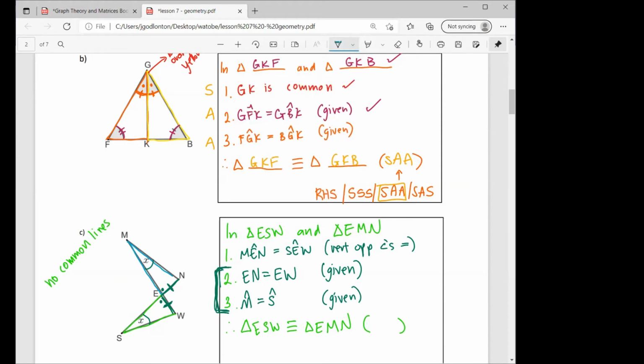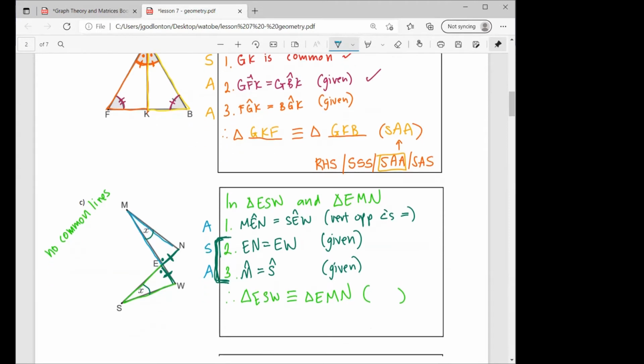Now we have to think about what information we have. We have an angle, then we have a side, and then we have an angle. And so looking at our reasons, the only one it could be is side, angle, angle. And so that's what we're going to check over there.